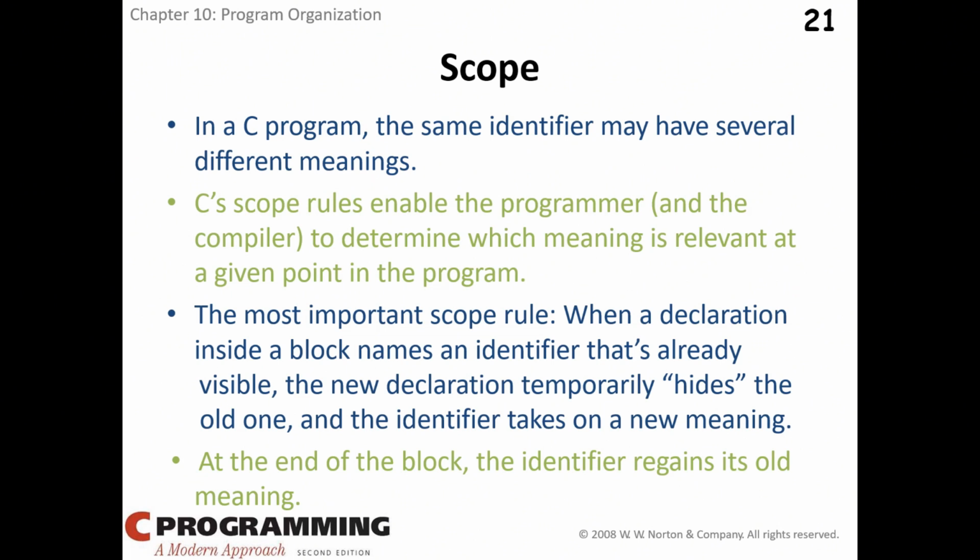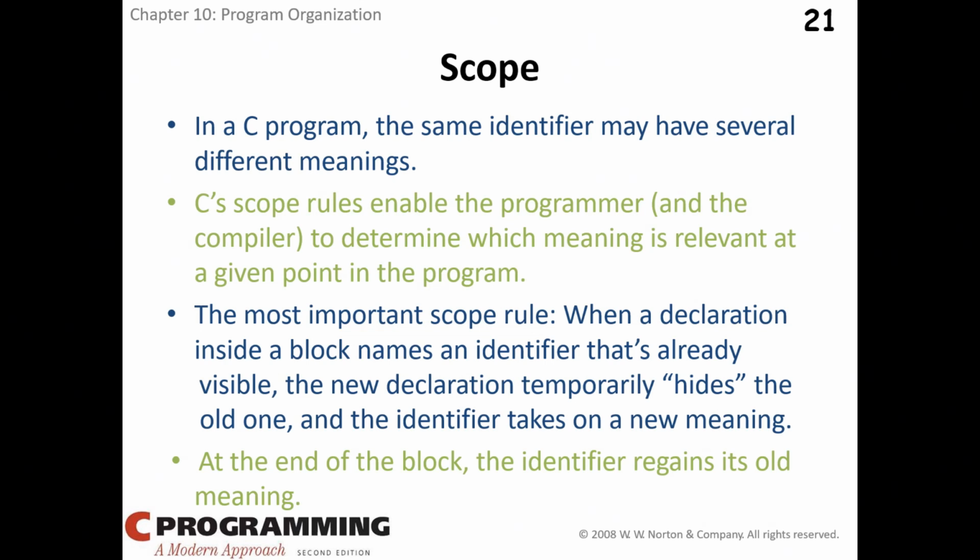In a C program, it's possible for the same identifier to have multiple meanings or interpretations in different parts of the program. So C's scope rules play a crucial role in helping both the programmer and the compiler determine which meaning of an identifier is relevant at any given point in the program. And one of the most important scope rules in C programming is as follows.